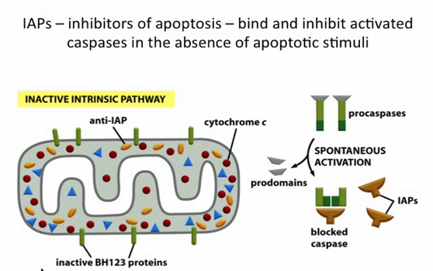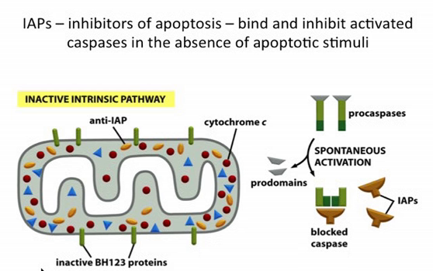And all they do is they bind to, so here's your procaspase. Something will happen that causes activation, so your prodomains will be cleaved, and then they become active. IAPs will bind them and prevent them from working and activating other caspases and promoting apoptosis.